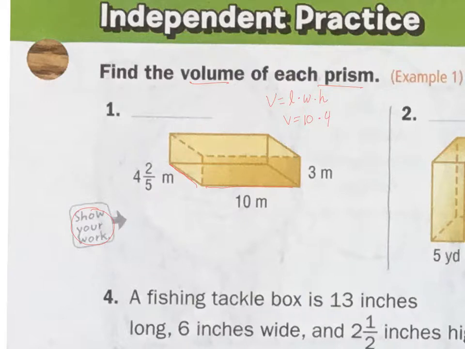4, and it says 2/5, but if I go 2 divided by 5, it's 0.4, and it's not a repeating one. It doesn't go on and on and on. So I'm going to use that. I like decimals instead of fractions. So 4 2/5 is the same as 4.4, and then I multiply it by my height, which is 3. Okay? So this times this gets me the area of my base.